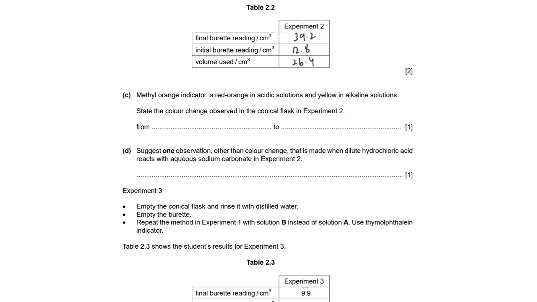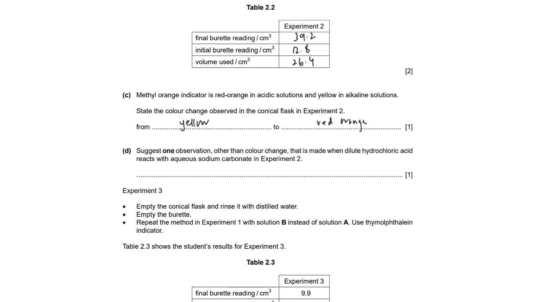26.4. Now, methyl orange indicator is red orange in acidic conditions and yellow in alkaline solutions. Now, he has been kind enough to tell you this, but he will not always be this kind. Sometimes he's not going to tell you, so you need to know that methyl orange is red orange in acidic conditions and yellow in alkaline conditions. State the color change observed in the conical flask. Since the conical flask had sodium carbonate, which is an alkali, it will have a yellow color initially. Okay, and once you added the acid, it will change the color to red orange.